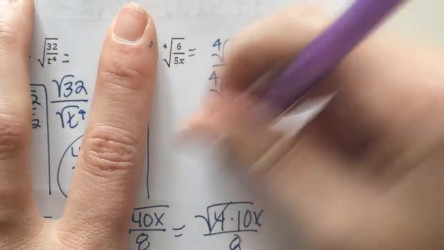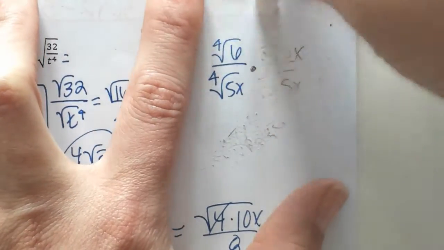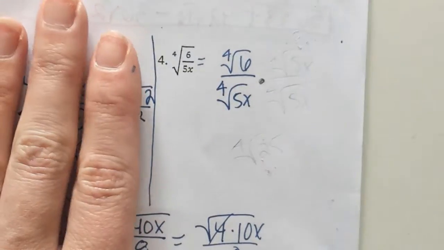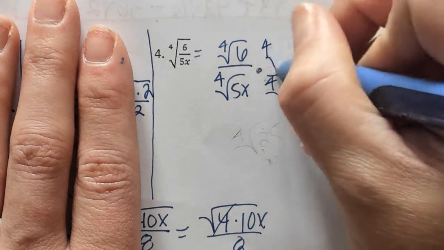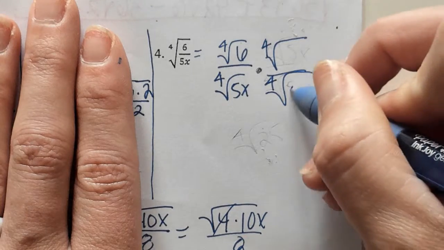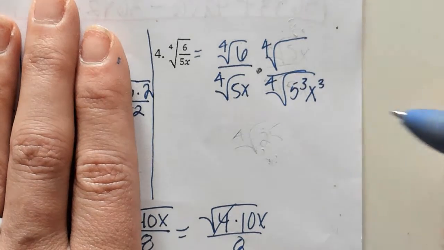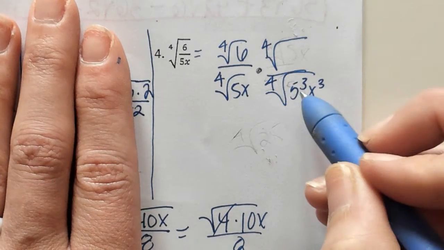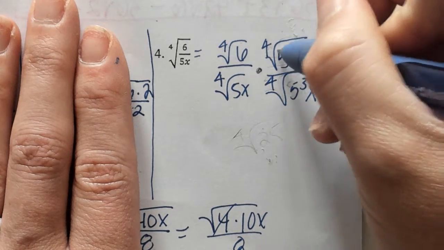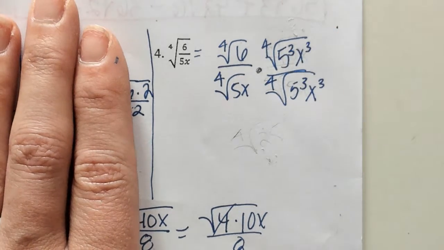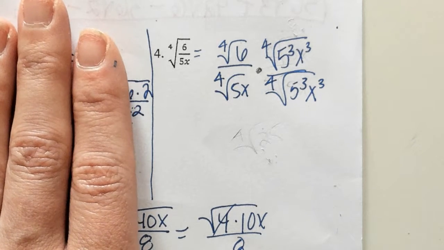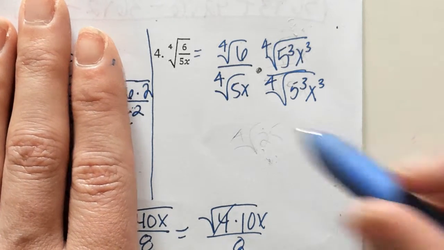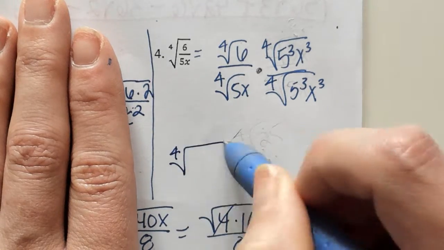Okay. Let me go back. So what we're going to have to do is we still have to multiply by the 4th root. Otherwise we couldn't multiply. But it's going to be 5 to the 3rd power, x to the 3rd power. So it's 1 less than the root. 5 to the 3rd power, x to the 3rd power. And here's why. We'll worry about the top in a minute, but let's focus on the bottom.